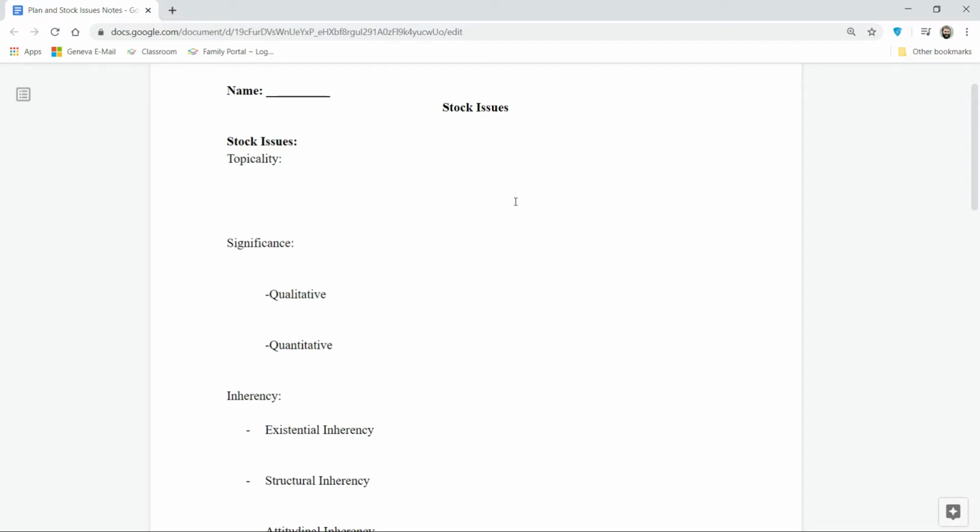Okay, so 4 stock issues. Stock issue number 1 is called topicality. What is topicality? Topicality means that the affirmative team's case is topical, or fits within the topic of the debate as defined by the resolution.